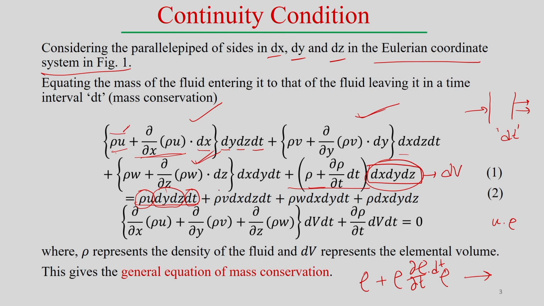So, the same thing also applies to rho v dx dz into dt, the x component, y component, z component also, and even for the density also. Density, if you see, dx dy and dz. So, it means that once the fluid is entering, in that case, this is over the volume. So, rho into basically dV.